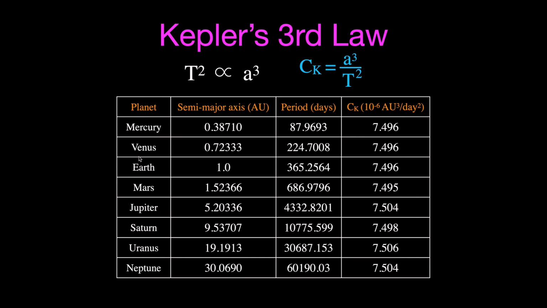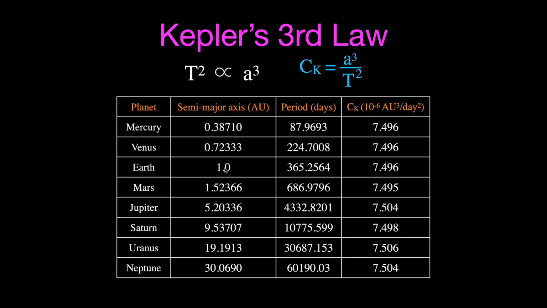These are, of course, all the planets in our solar system, and we are going to use the length of the semi-major axis in astronomical units. You could use different units if you want, for example, meters or kilometers. But when Kepler did his work, he measured the length of the semi-major axis in astronomical units. 1 astronomical unit is the distance from the sun to the earth. That's why it says 1 right here.